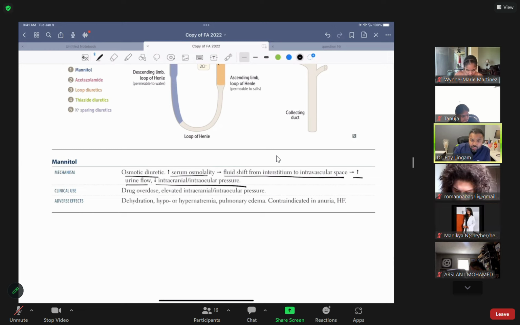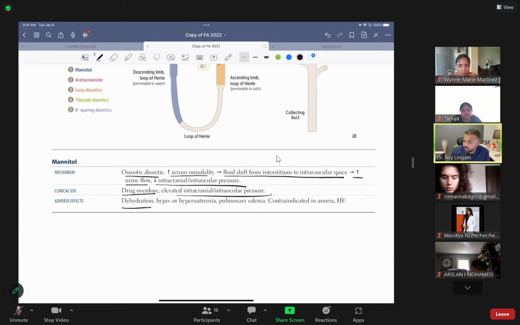So we call that glaucoma, right? That pressure is reduced. We could use it for drug overdose or people who have increased intracranial or intraocular pressure, okay? Now, what happens if you give too much? You excrete too much fluid, that will cause dehydration. Makes sense? Okay. So we cannot give it to somebody who's already dehydrated. Now, that's what it says.